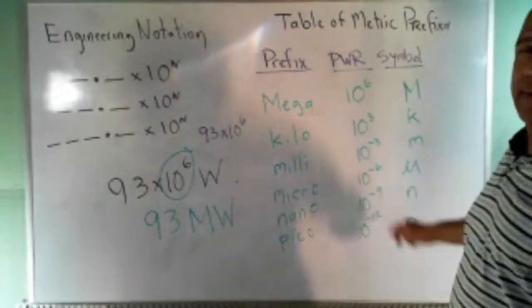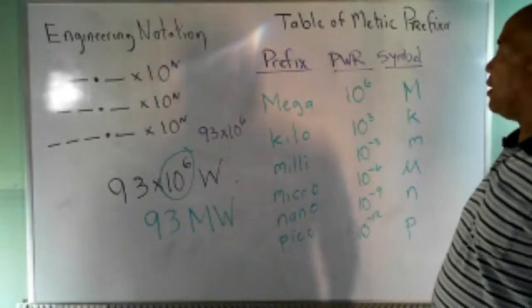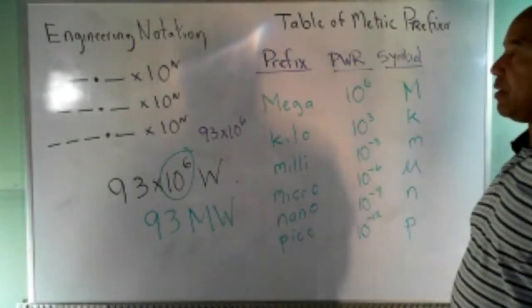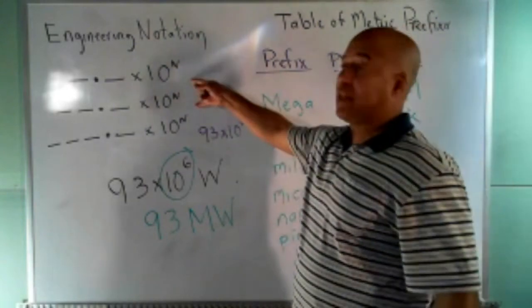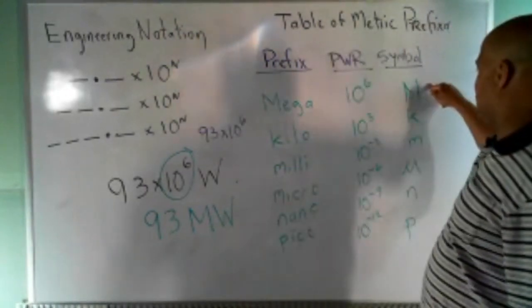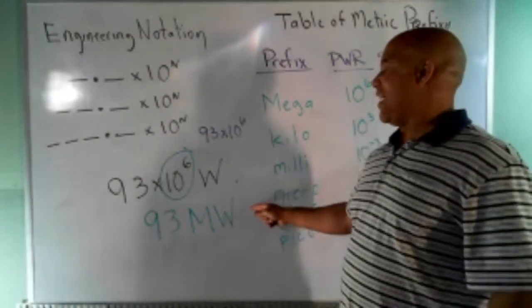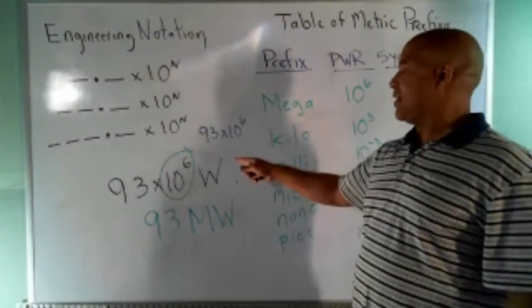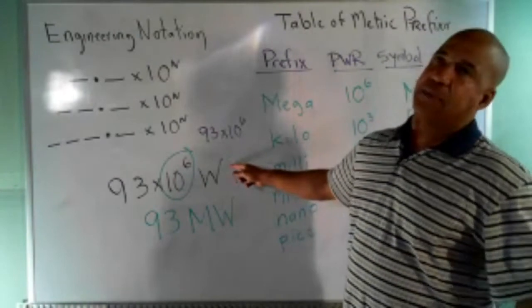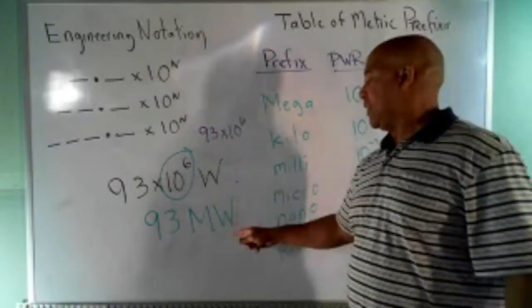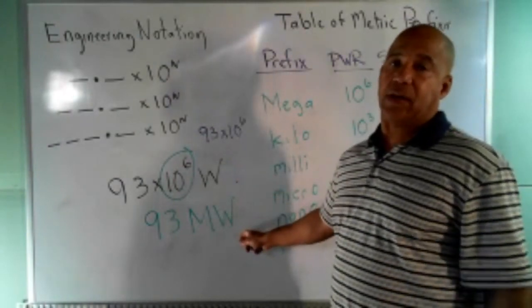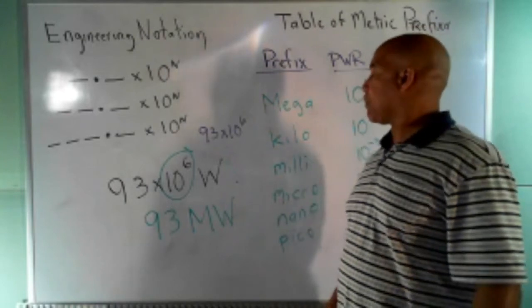You got to be able to do that code. So that's why this table is important. Once you get an engineering notation, then you can substitute the power of 10 like this. And this is how electrical engineers talk. They're not going to say 93 million watts. They're not going to say 93 times 10 to the 6 watts. They're going to say 93 megawatts. It's the way they talk about it. Okay?